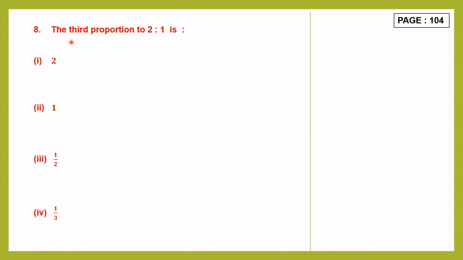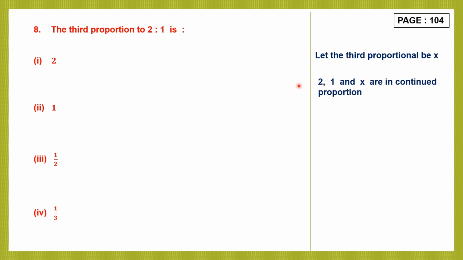Question 8. The third proportional to 2 is to 1 is. We have to find the third proportional. So let's consider the third proportional to be x. That means, what does this mean? It means that 2, that is this 2, 1 and 1 from here, and x are in continued proportion. Okay, so 2, 1 and x are supposed to be in continued proportion. That's the meaning of this. That's what this implies.